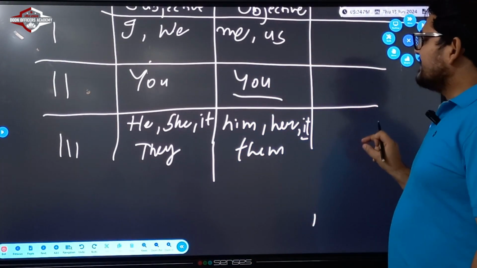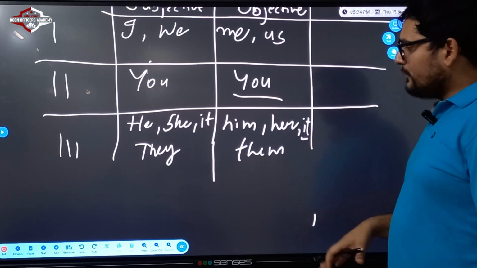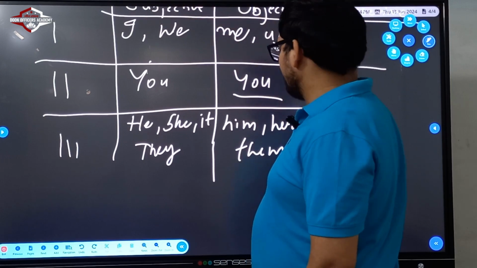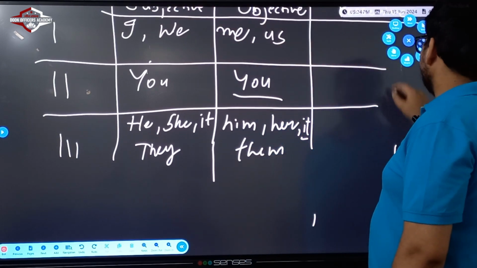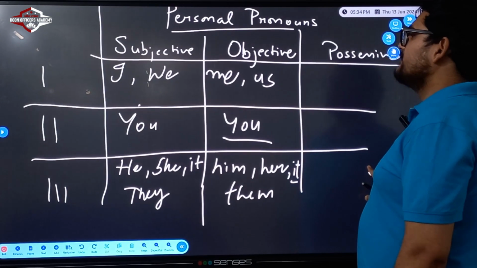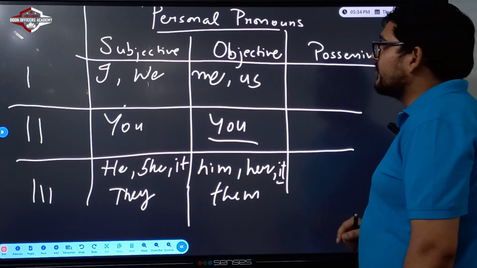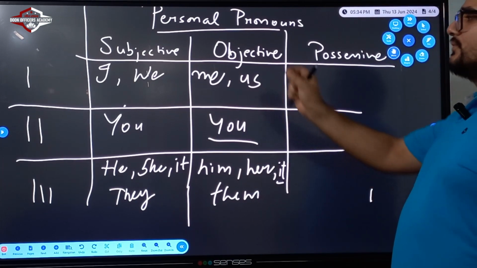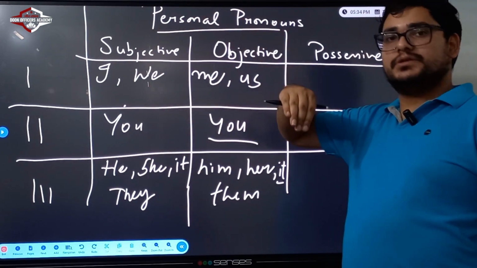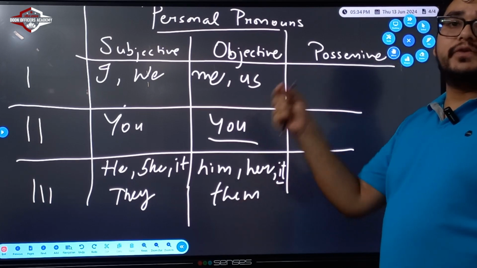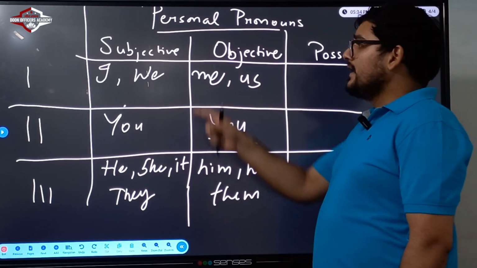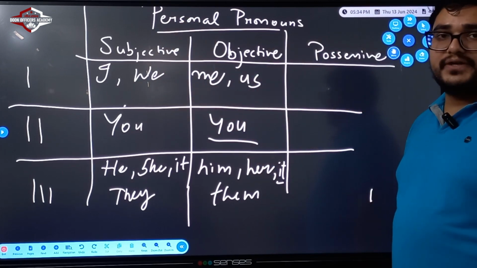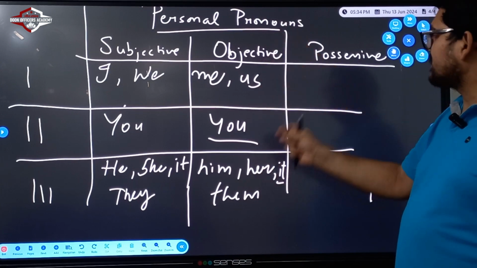Alright, now students, let's talk about now possessive case. So I hope till now you have understood and you have comprehended the subjective and the objective cases, that when do you actually have to use the subjective case and when do you have to use the objective case. In case the pronouns are the subject of the sentence, or they are the doer of the sentence, then you have to use the subjective case. If the pronoun is the object of the sentence, or if it is the receiver of action, then you have to use the objective case.